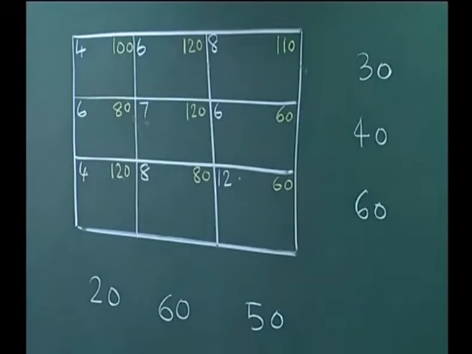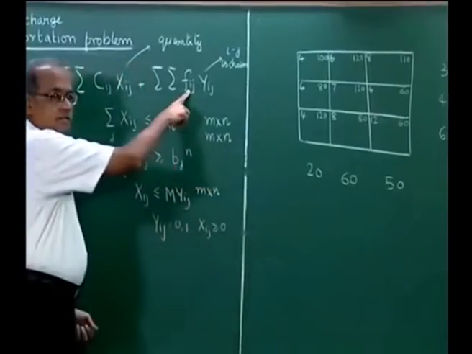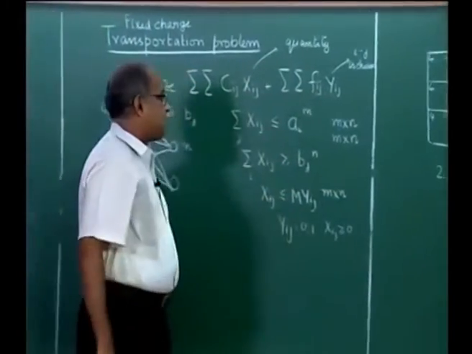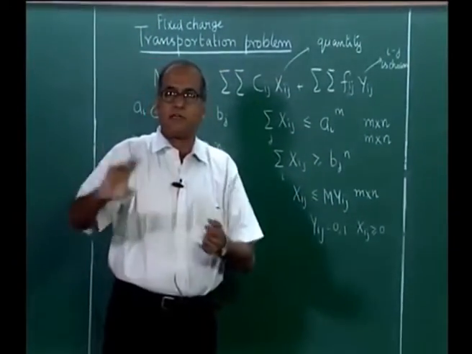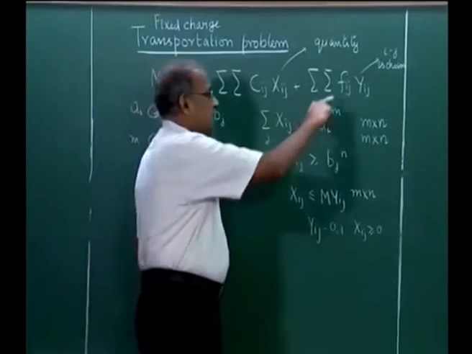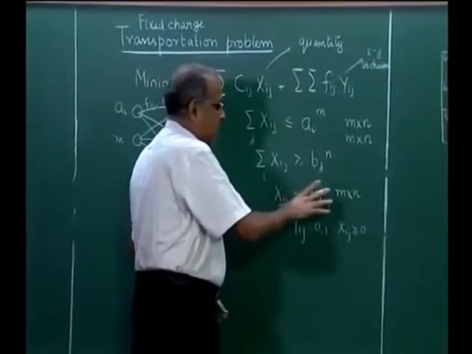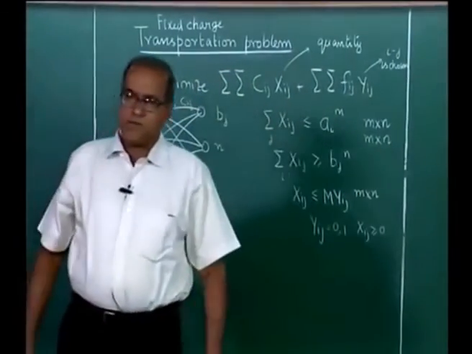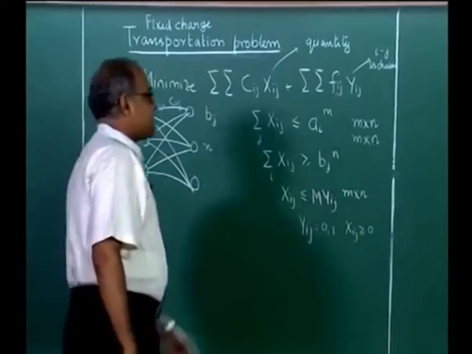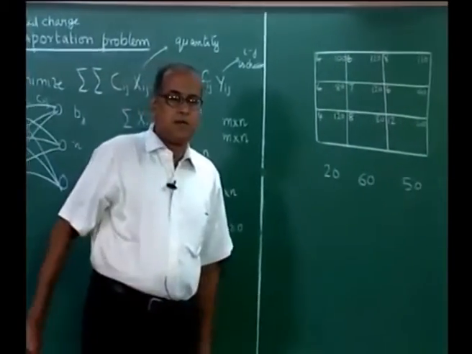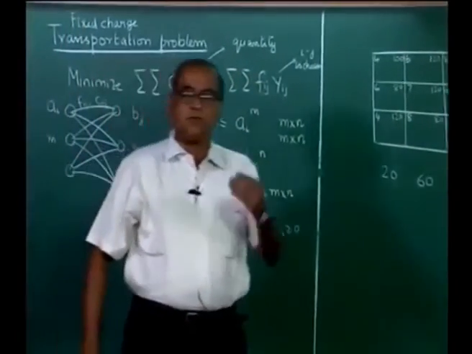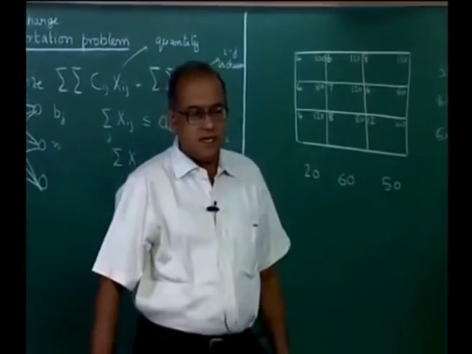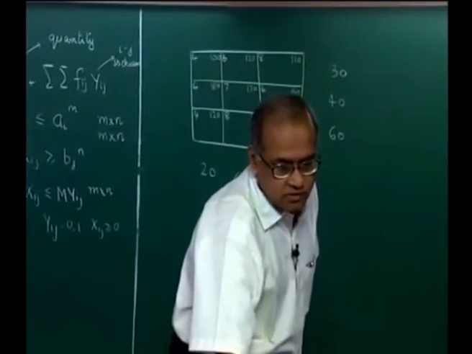Now if all the Fij values are 0, which means there is no fixed charge, the problem will automatically become a transportation problem. So if all of them are 0, then there is no need to have this set of constraints, so it will become a transportation problem. Now for the purpose of illustration, let us look at the optimum solution to the transportation problem without the fixed charge, and then let us see how the solution looks like.